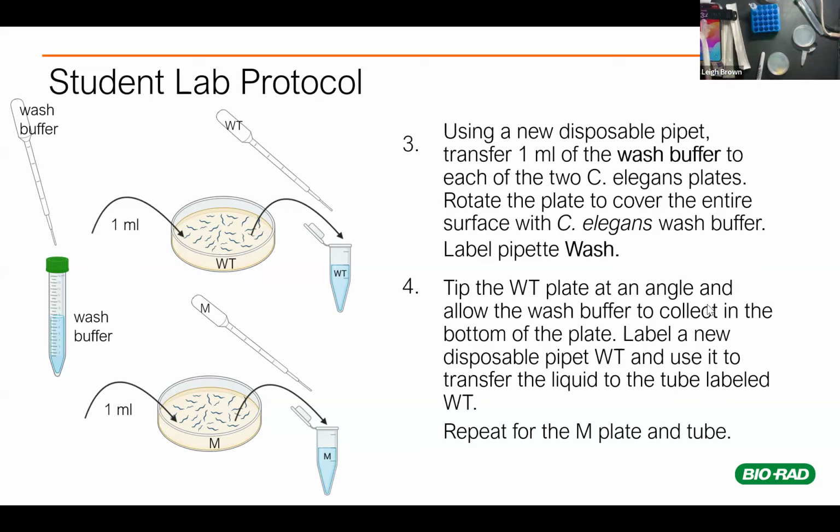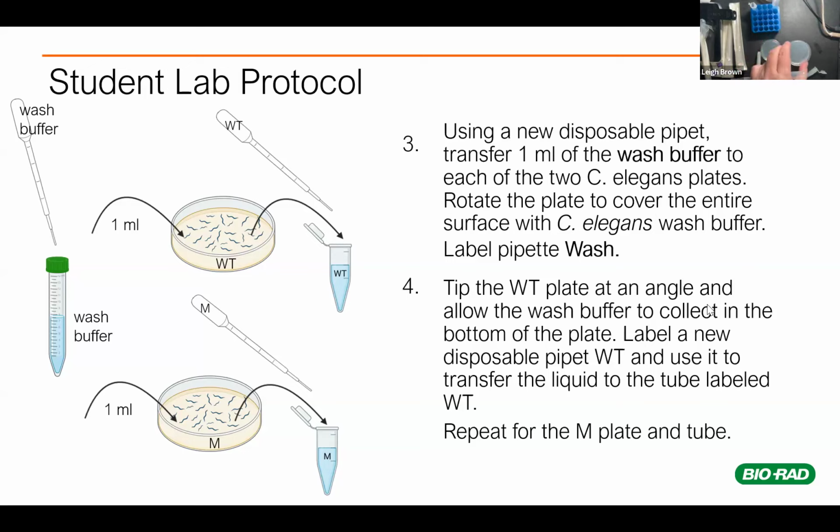If you've got some sort of rack around, you'd want to place your tubes that now have the worms and the wash buffer in that rack to hold them upright. If you don't have that, you could just hold the microcentrifuge tubes in your hand. What we're trying to get to happen with the worms is for them to precipitate to the bottom. This will allow us to pull off the wash buffer that's over the top of them.